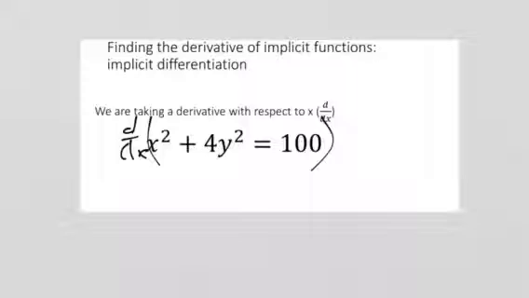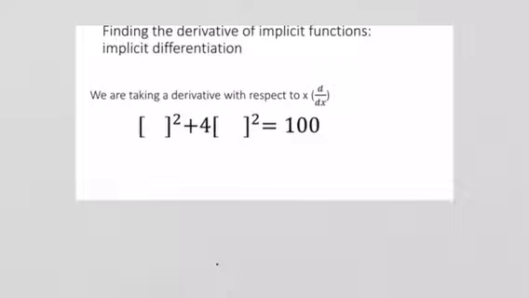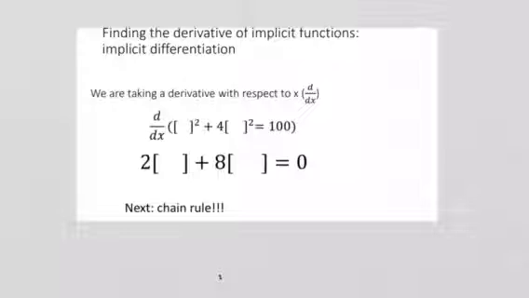To understand what's going on here, I'm actually going to remove the x and the y for a second, and just think about what it means to take the derivative of something squared and the derivative of 4 times something squared. Okay, so we can apply our power rule to these brackets. The derivative of blah squared is 2 times blah. The derivative of 4 blah squared is 8 times blah by the power rule. The derivative of 100, which is just a constant, is 0.